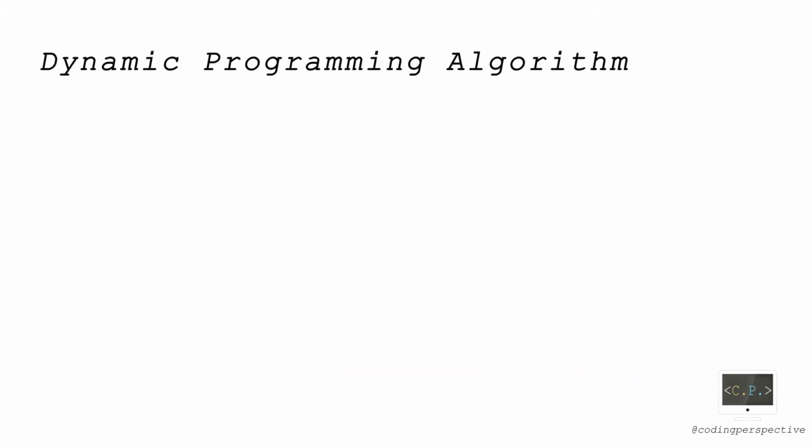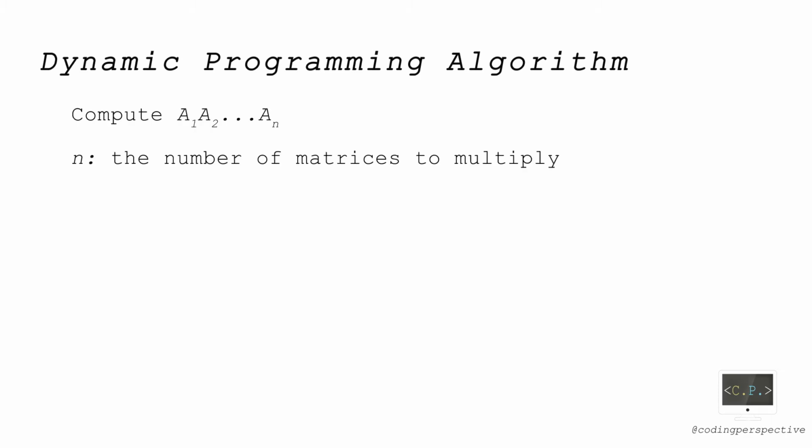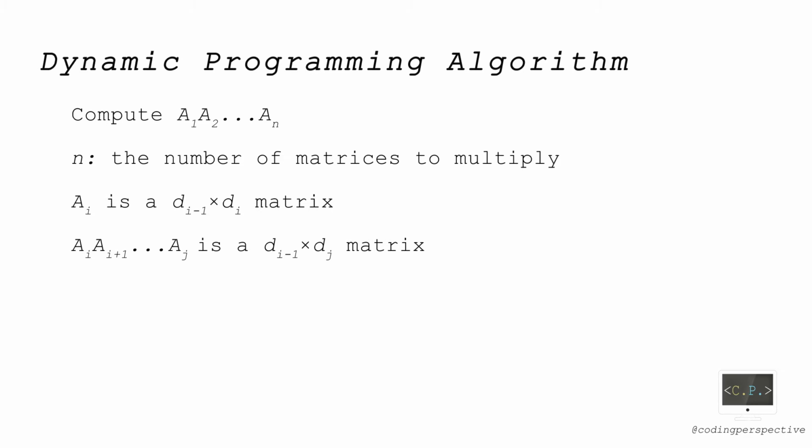To develop a faster algorithm, we will use dynamic programming. Let's start with notation. Consider the matrix product from A1 to An, where n is the number of matrices. For each i, Ai is a d_{i-1} by d_i matrix. So d_{i-1} and d_i are the dimensions of matrix Ai. Thus, the dimensions of matrix product from Ai to Aj is d_{i-1} by d_j.